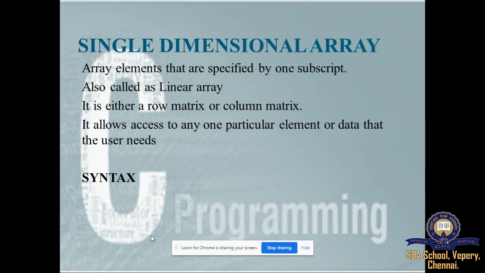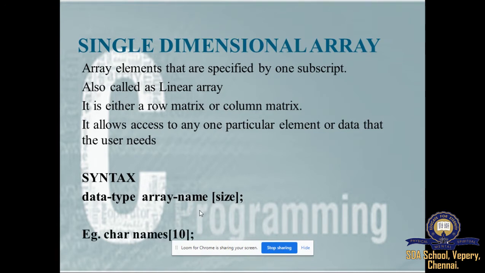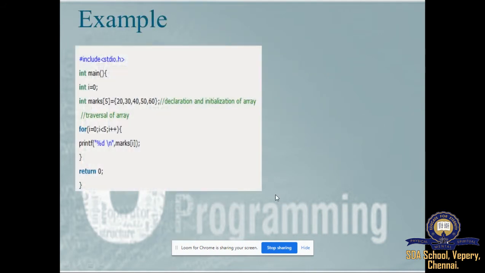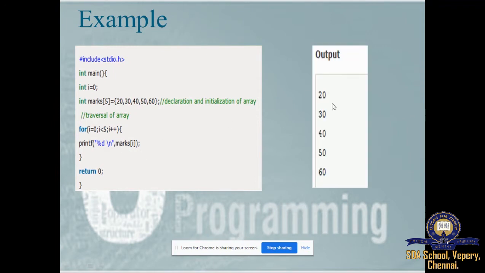Okay. And the syntax for single dimensional array is data type, array name, and the size. We have seen this common thing over there. So example, I have to store 10 names. I'm giving char, that is the keyword for character, names of 10. Okay. So let us see an example. See, here the marks have been declared and I am printing the marks. So this is initialization of the array and the displaying of values inside the array. So the values are being displayed here as an output.